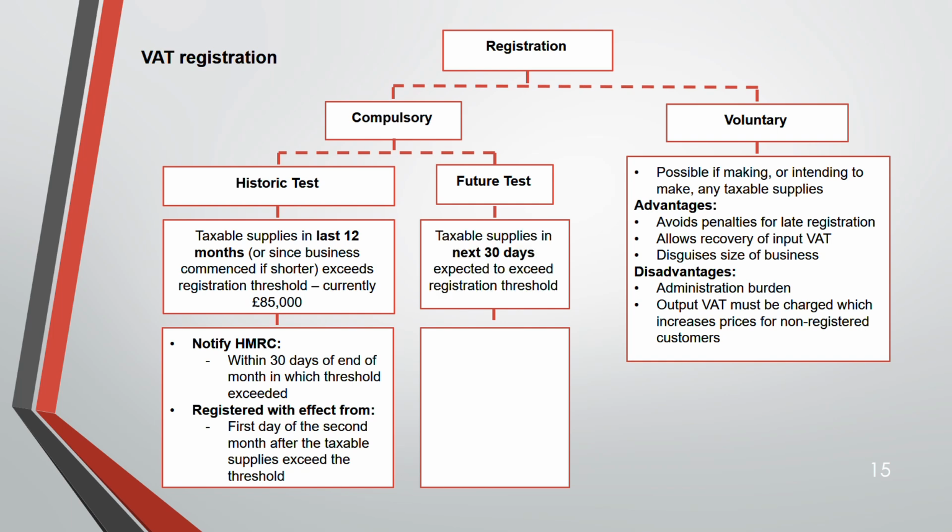Next, the future test. If you have not passed the historic test, you look at the future. That means in the next 30 days, is your taxable supply likely to exceed 85,000? If it is likely to exceed 85,000, again notify HMRC. The date is different here: before the end of the 30-day period. Registration is effective from the start of the 30-day period. That means 1 month.